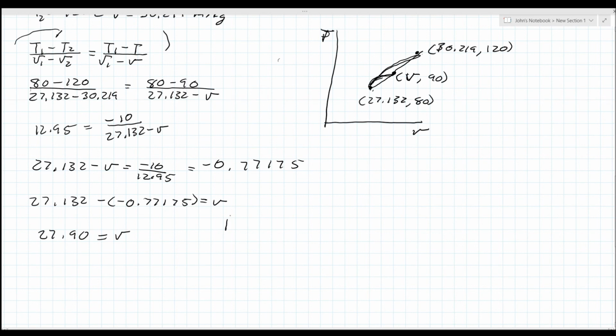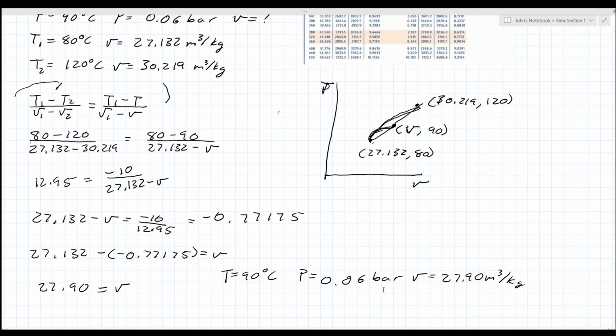So when my temperature is 90 degrees Celsius and my pressure is 0.06 bar, my specific volume is 27.90 meters cubed per kilogram. That is linear interpolation. Now this can get messy.